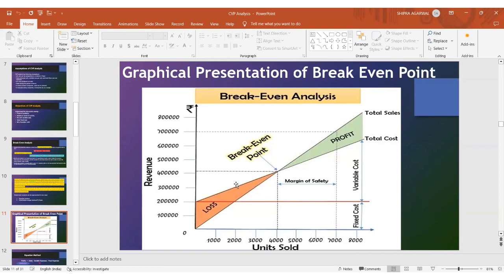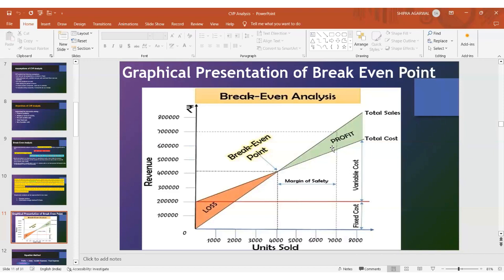Anything left of this, just have a look at this area. This is my total cost curve, this is my sales curve. My cost is above the sales. If my cost is more than my sales, that means I am incurring losses. So this entire orangish area is my loss. Now the moment I cross this break-even point, you can see my sales is above the cost. That means I am earning profits now. So this entire gray part is my profit.